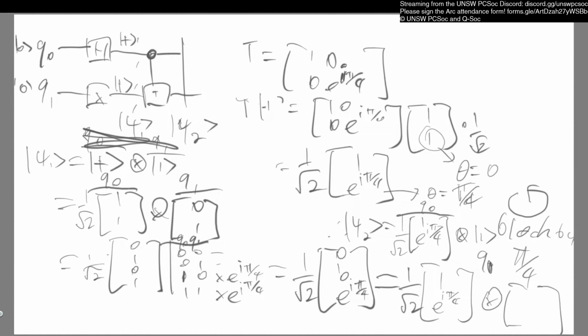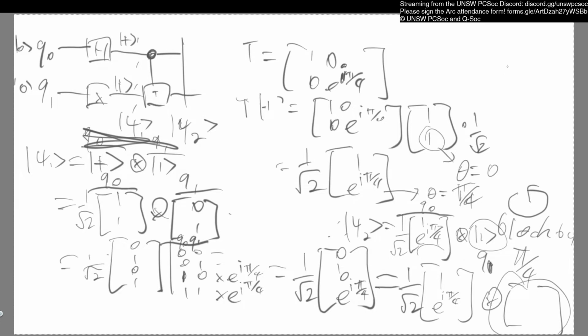Q1, yet again, has not changed. 0, 1, and now it's still 0, 1. But what has happened to Q0? Instead of adding the phase to Q1, it's added the phase of pi over 4 to itself instead. So the kickback is in the positive direction.